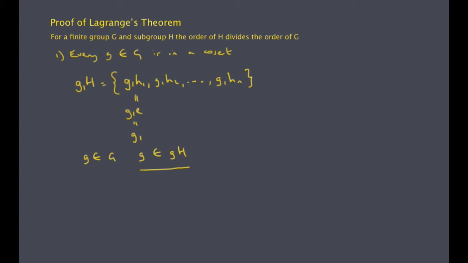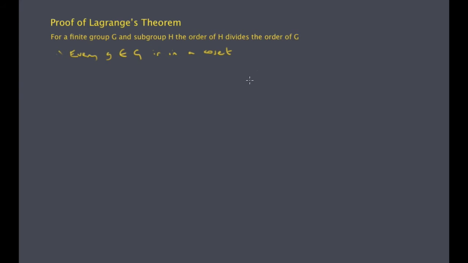Now the next result we need to prove is that all the cosets have the same order, and it's the same order as the subgroup H. So the order of the cosets is equal to the order of the subgroup H. And to do this, we need to prove that the mapping from the subgroup H to the coset is bijective, which is to say that it's surjective and injective.